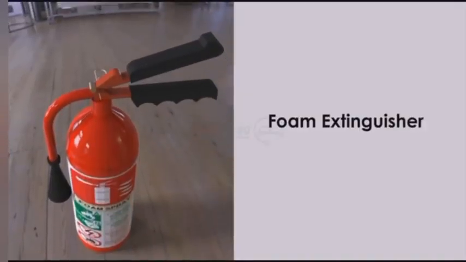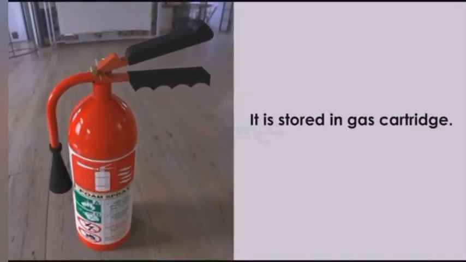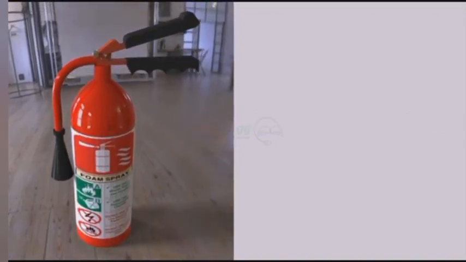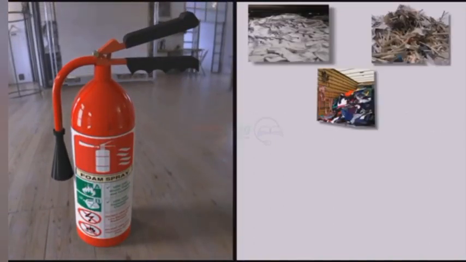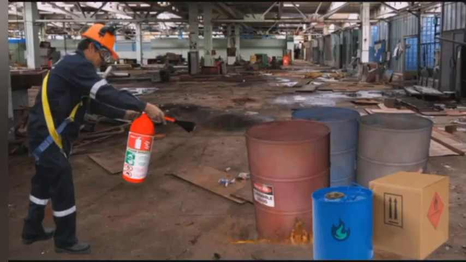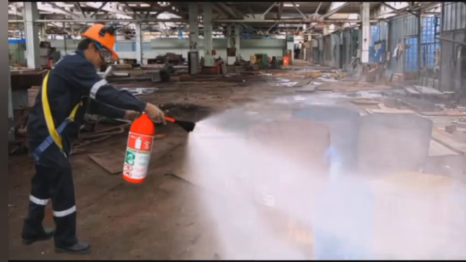Foam extinguisher. It is stored in a gas cartridge. It is mostly suitable to blow out Class B fires, which are papers, woods, clothes and flammable liquids. This type of extinguisher is used for fire on flammable liquids and stored chemicals.